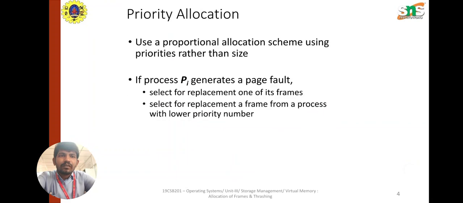Okay, so priority allocation. In priority allocation, we use a proportional allocation scheme, but using priorities rather than size. If process Pi generates a page fault, meaning a page is not found in memory, we select for replacement one of its own frames, or select a frame from a process with a lower priority number.